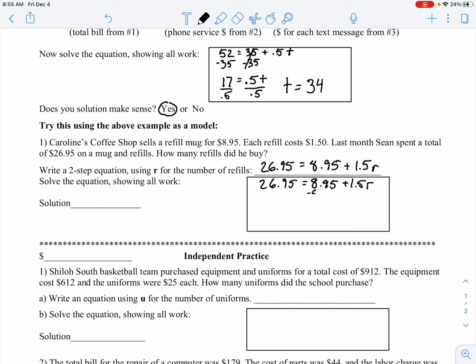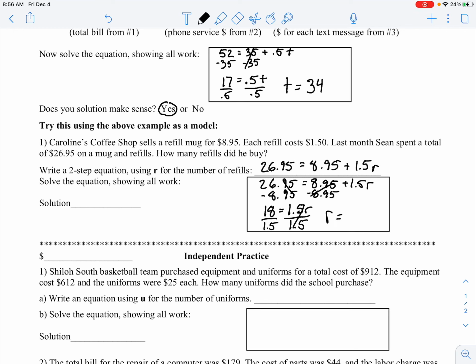So first step is to subtract $8.95 from both sides. Whatever we do to one side, we have to do to the other. That's the big algebra rule that we're getting through this year. All right, so that'll go away. 26 minus 8 is going to give us 18. And 18 is equal to $1.50 per refill. And now, final step here for our two-step equation, we are just dividing by the 1.5.